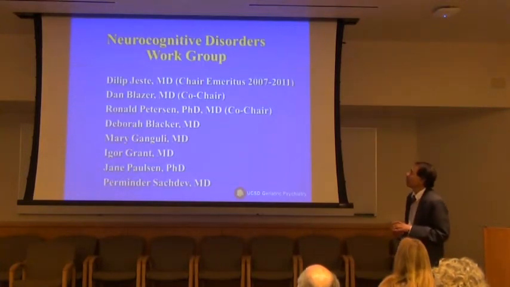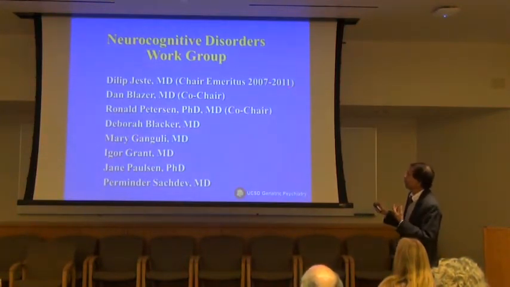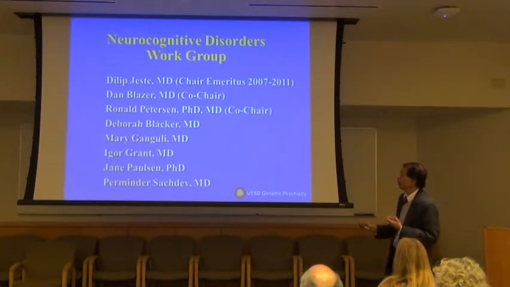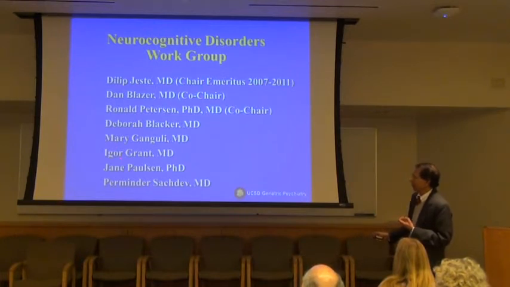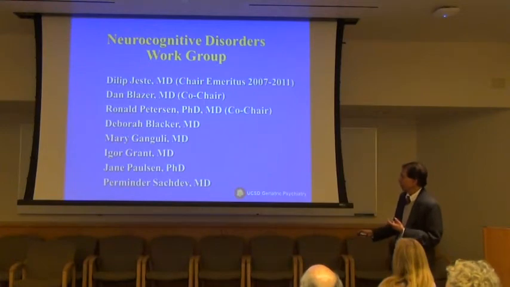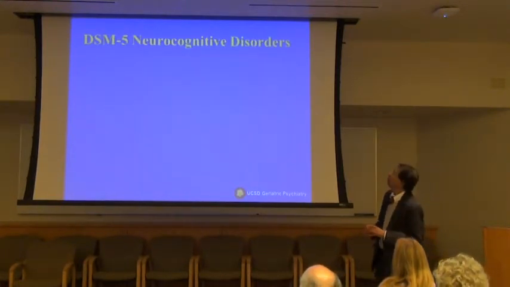Okay. So I actually had the privilege of forming the work group. I was the chair until I stepped down in 2011. Then Dan Blazer from Duke and Ron Peterson, a neurologist at Mayo, became co-chairs. Deborah Blacker, a psychiatrist at Harvard, Mary Ganguly at Pittsburgh, our own Igor Grant, Jen Paulson, who used to be here, a neuropsychologist now in Iowa, and Perminder Sachdev, an Australian psychiatrist. So this was a pretty diverse group of people.